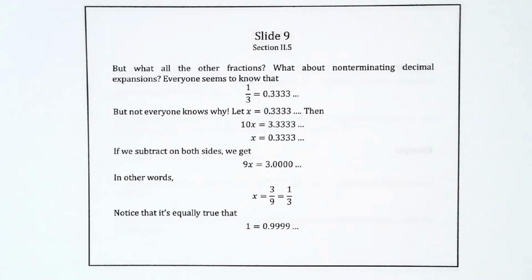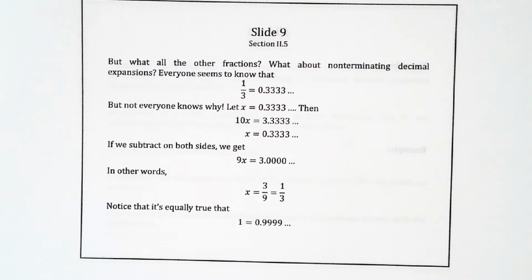Now, what about all the other fractions? For example, what about 1/3? You probably know that 1/3 is 0.33333, where the 3's keep going forever, because maybe you've done that on your calculator. So everyone kind of knows that, but not everyone knows why.